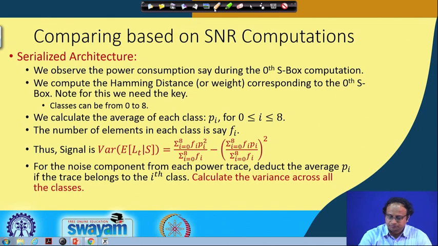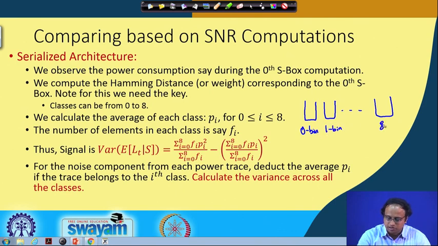What I mean is, consider that these are your bins. You are drawing bins depending on the Hamming class. Suppose this is the 0 bin, this is the 1 bin, and likewise this is the 8 bin, so there are 9 bins. You take your power values, and suppose here there are F0 power values, here there are F1 power values, and here F8 power values. For all the power values here, let me call them T0, T1 and so on till T of F0 minus 1.